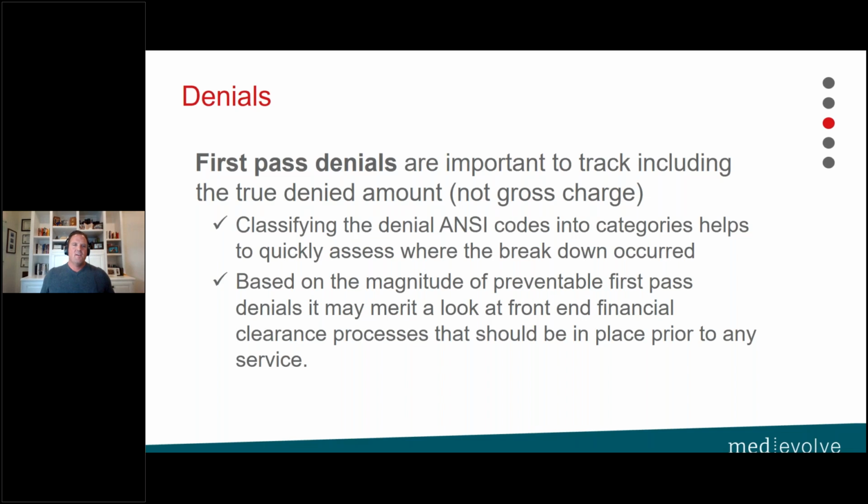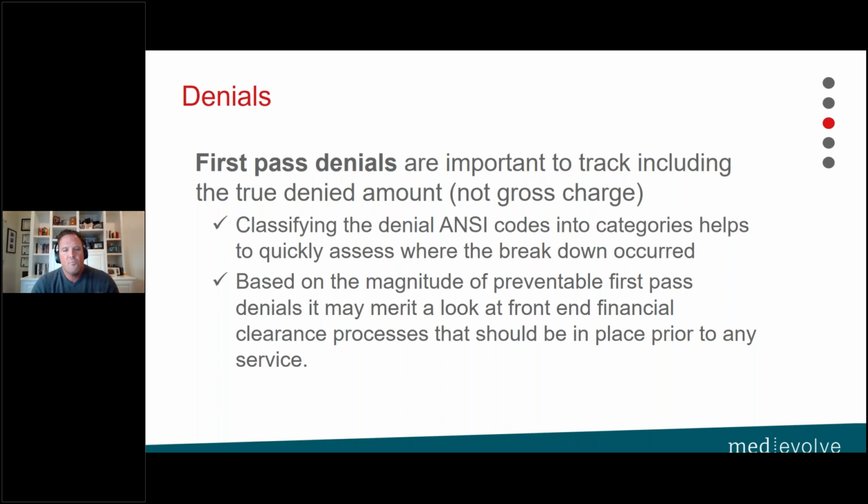Denials, my favorite topic. Just kidding, sort of. So first pass denials are really important to track. And it has to go beyond the ANSI code, because if you had to look at all of the denial ANSI codes, and there's hundreds of them, and try to put a plan in place for what you're seeing, it's near impossible. So make sure that if you're using a denial management system, or your PM actually takes those ANSI codes and rolls them into classifications.